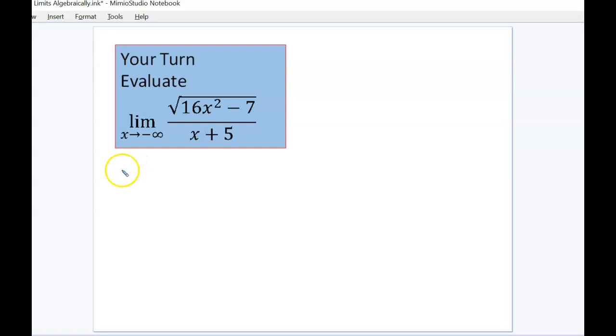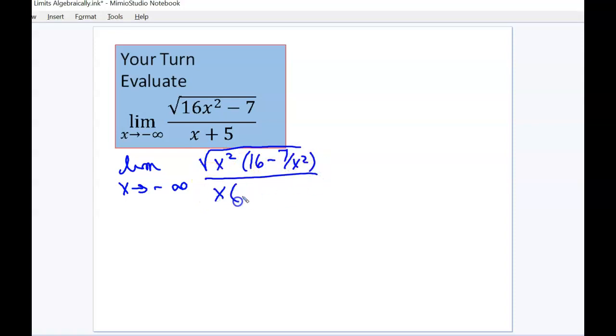Okay, hopefully you had a chance to try it. So this is going to be the limit as x approaches negative infinity. And I'm going to factor out an x squared. So I'm going to get 16 minus 7 over x squared. I'm going to factor out an x and get 1 plus 5 over x. Again, this is 0, this is 0.